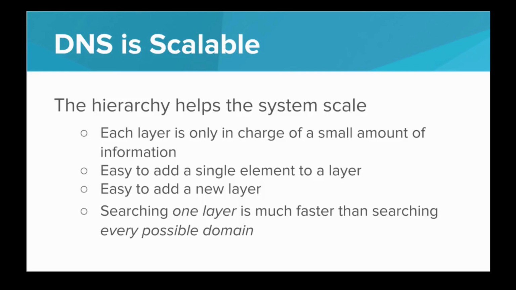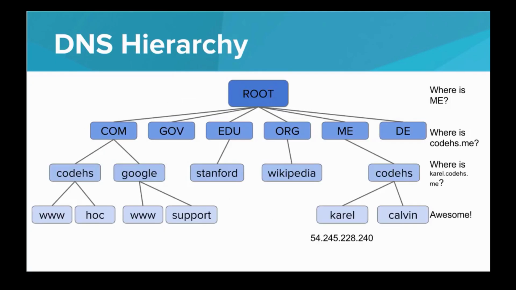And the reason we do this is because it makes the system scalable. Each layer is only in charge of a small amount of information, so it's very easy to add a single element to a layer. It's easy to add a new layer, and searching one layer is so much faster than searching the entire internet. We don't want to have each layer in charge of every possible domain. We're going to split it up into com and gov and org, etc. So if we wanted to find carol.codehs.me, it's so much faster to march down this tree, march down the hierarchy, than to search every possible domain name.